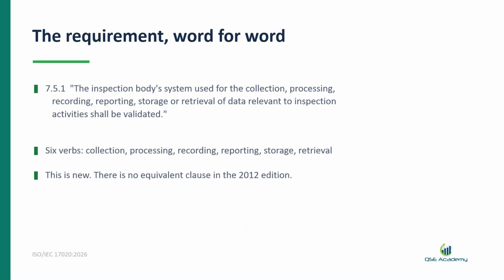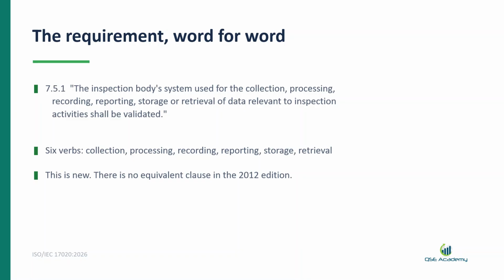Let's read it exactly as written, because the scope of this clause is wider than people assume. Clause 7.5.1. The inspection body system used for the collection, processing, recording, reporting, storage, or retrieval of data relevant to inspection activities shall be validated. 6 verbs: collection, processing, recording, reporting, storage, retrieval. If a system does any one of those things with inspection data, it is in scope.